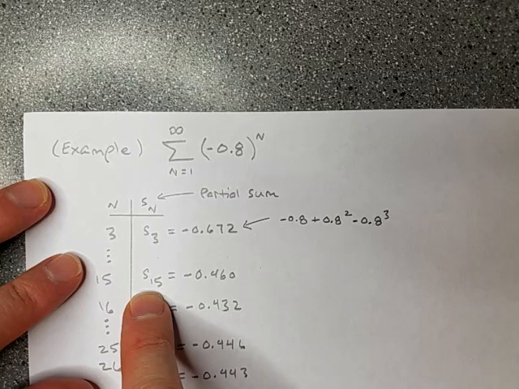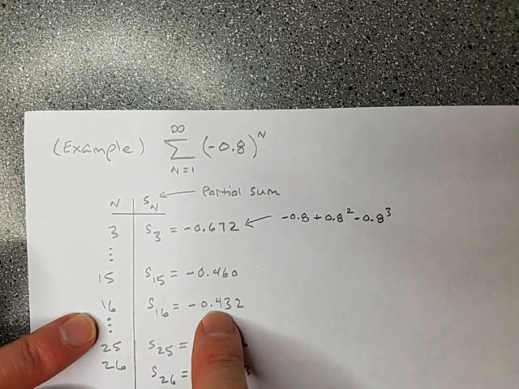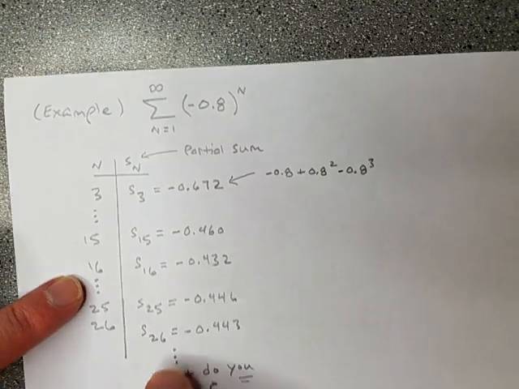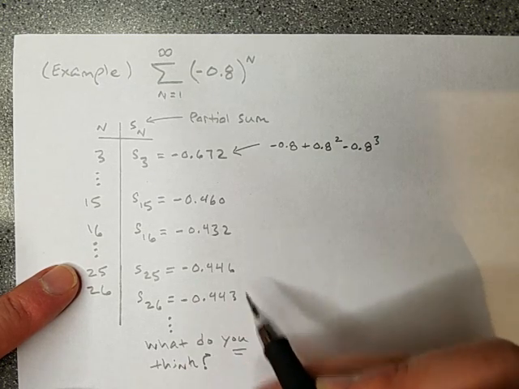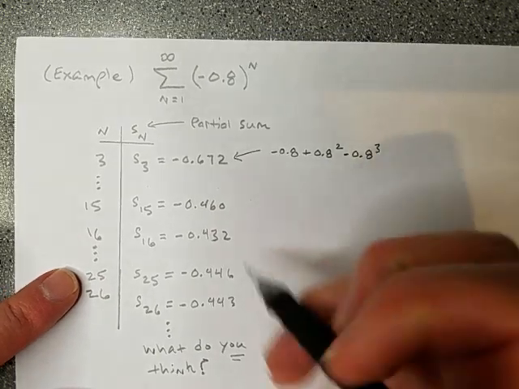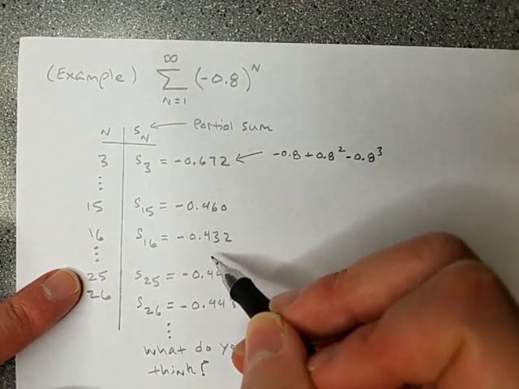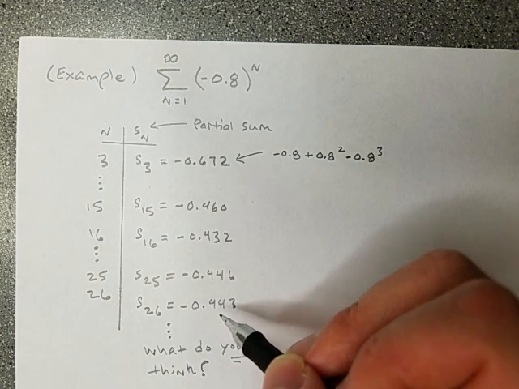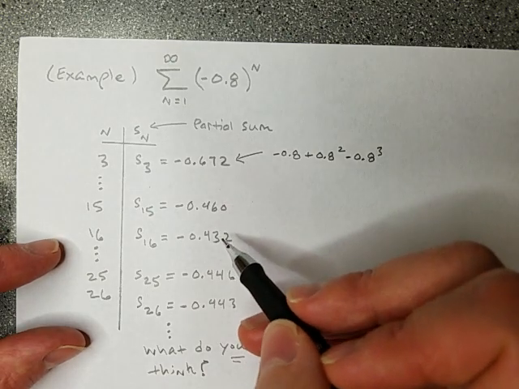If you add the first 15, negative 0.46. If you add the first 16, negative 0.43. So it's like up a little bit, down a little bit. And then here, up a little bit, down a little bit. But where are these numbers going? I mean, if I just look at the tenth place, I'm looking at 0.4. It looks like it converges to about negative 0.44.